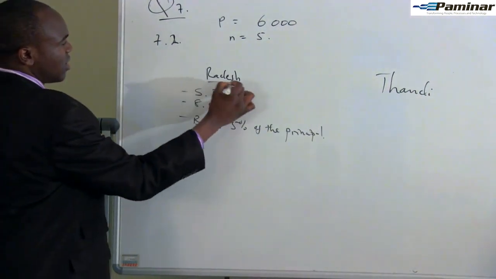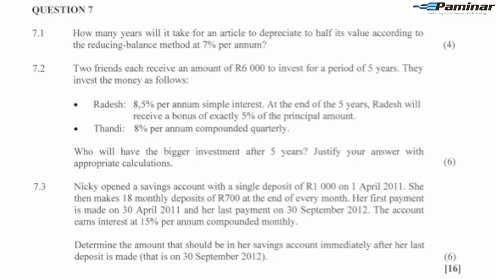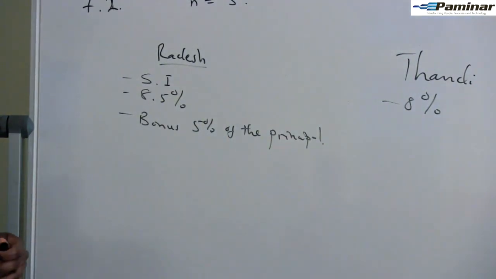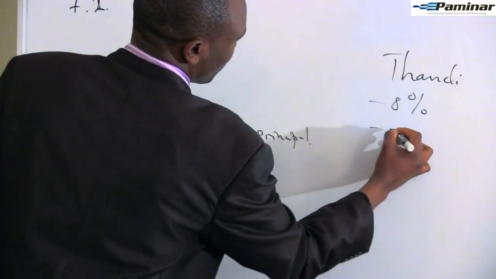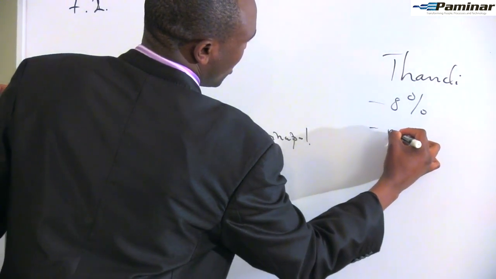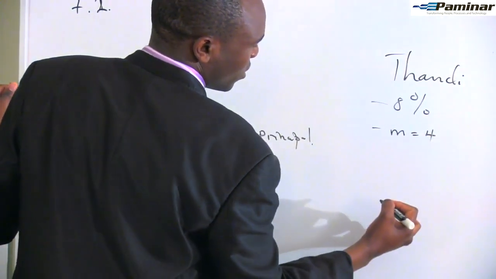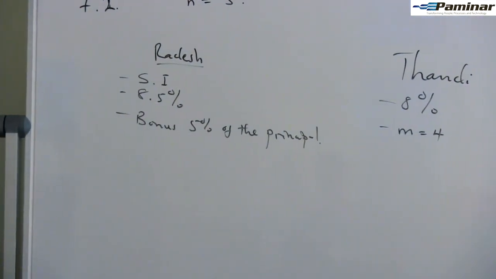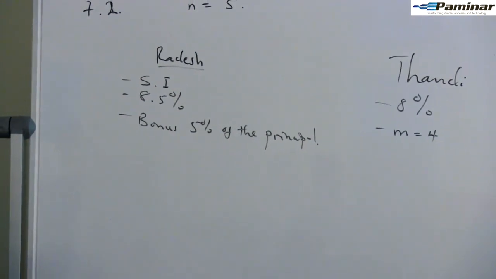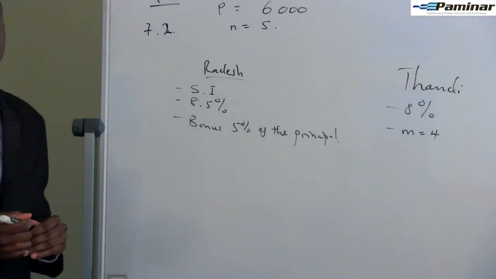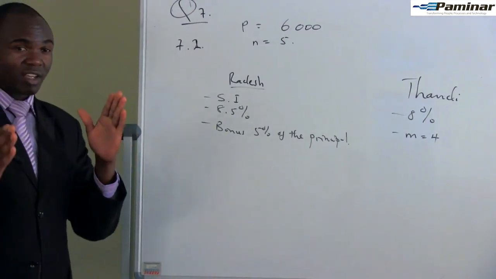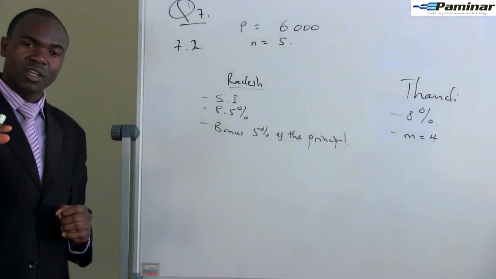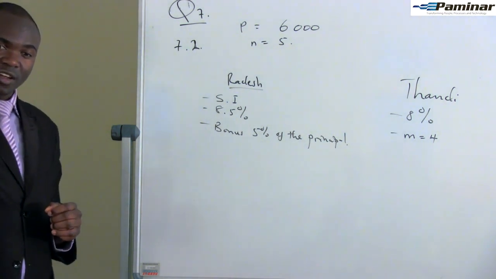Now this is Rajesh first of all. Now let's go to Tandi's condition. He's going to invest it at 8% per annum, compounded quarterly. Okay? Quarterly compounded. So M is what? 4, the number of times interest is compounded. It's quarterly, so it's 4. Now, we are told who will have the bigger investment after 5 years. So what are we looking for here? We are looking for future value.